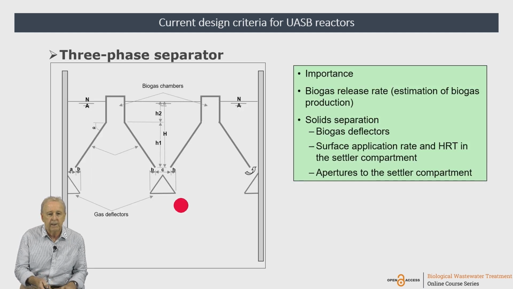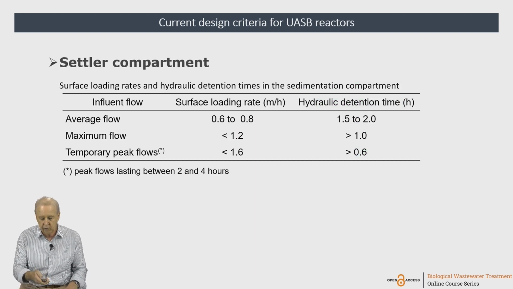Going back, and here, retention time, this volume here, the whole volume of the settler compartment. And the upper surface here, we determine the area, it means the width times the length of the settler compartment. And here we can determine the volume to determine the hydraulic retention time and the area of the settler compartment to see if these parameters are complied.